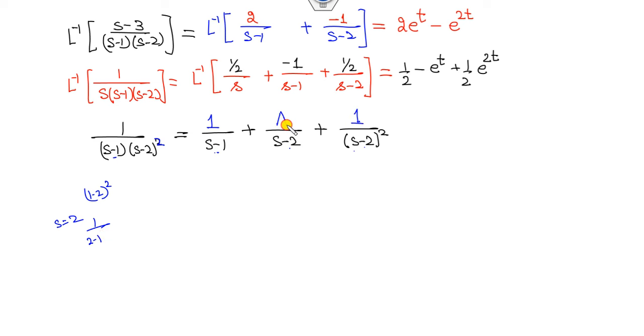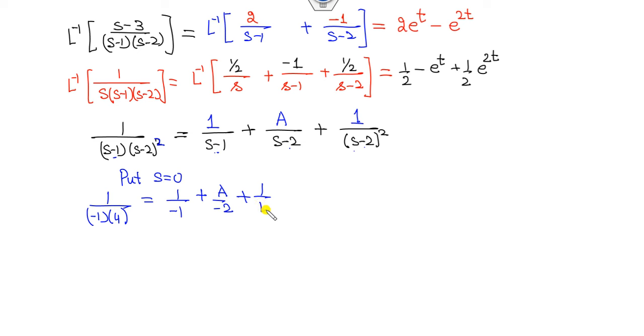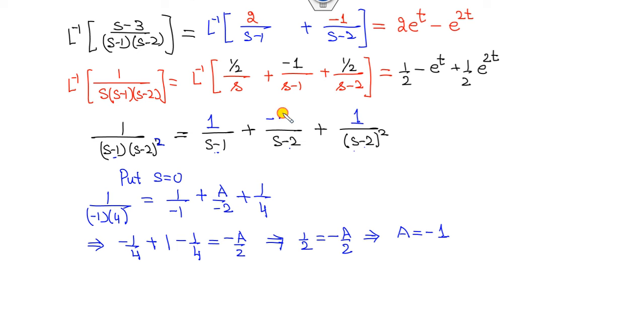How can you find this other coefficient? I say this is my a. Again very simple, I can simply put s equal to 0 in this equation. So this is minus 1 over 4, which is 1 over minus 1 times 4, equal to 1 over 4 minus a over 2, and so on. So this is minus 1 over 4, equals a half, minus a over 2. So a will be minus 1. So I can substitute here a as minus 1.